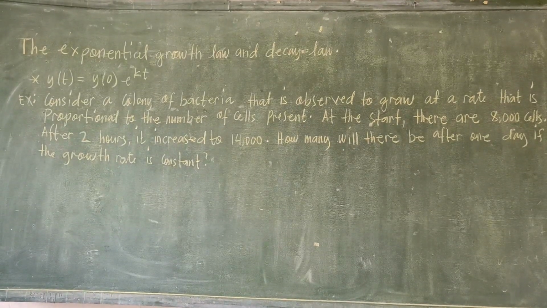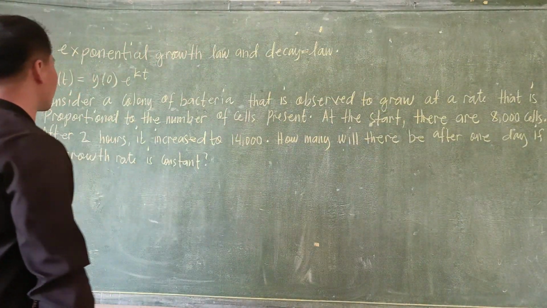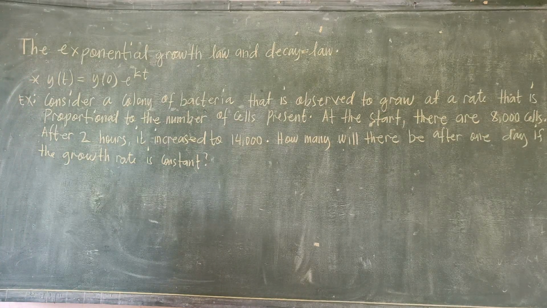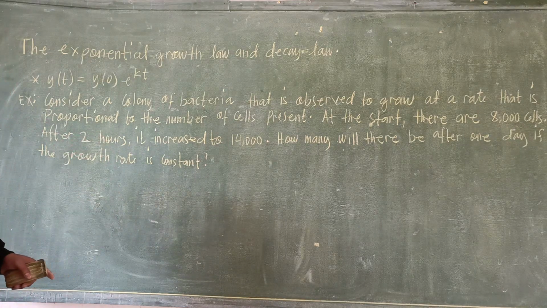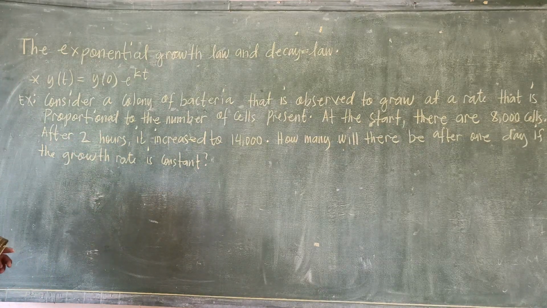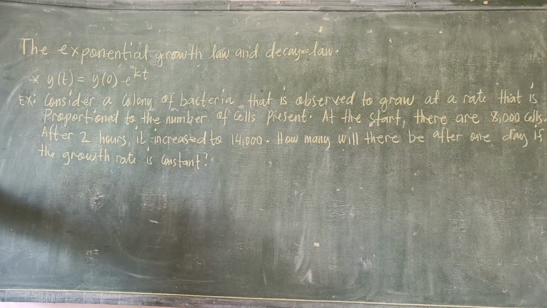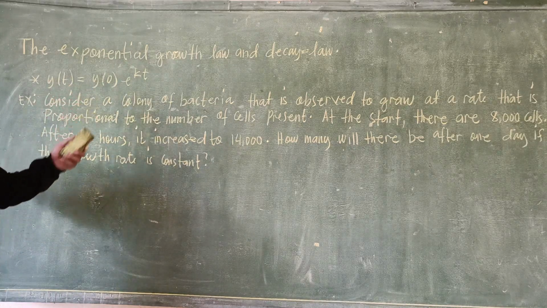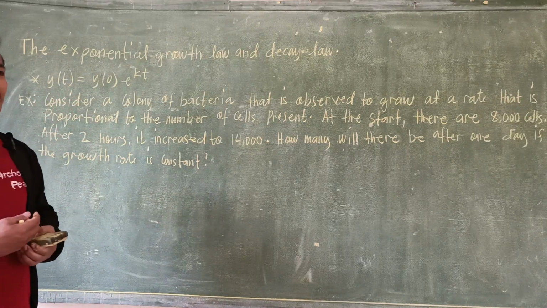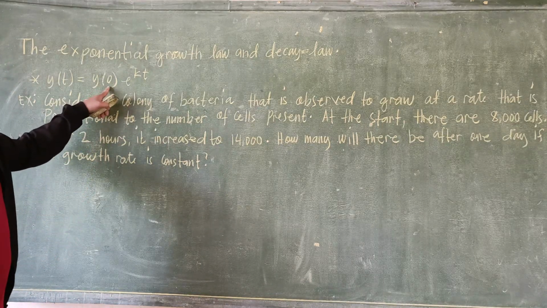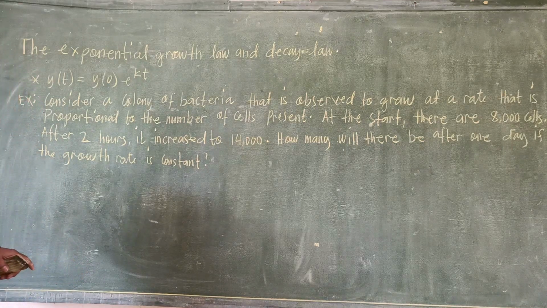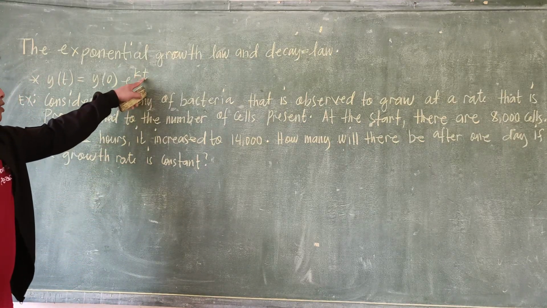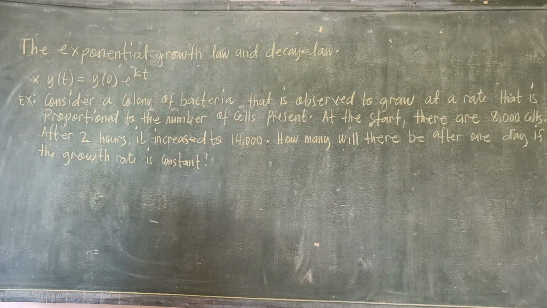Okay, good morning. So at this time, we will tackle the exponential growth law and decay law. This particular topic has one example that I am going to talk about this morning. The mathematical model that can be used to solve this type of problem is y of t equal to y of 0 times e to the power of k times t, where y of 0 is the initial population at time t equal to 0, and k is a constant.